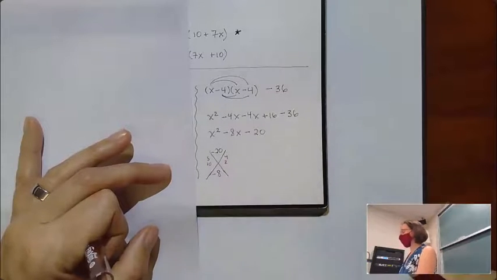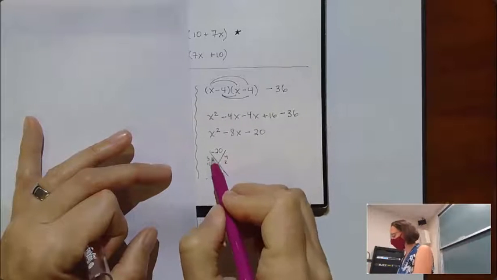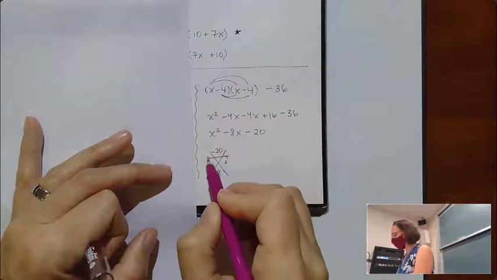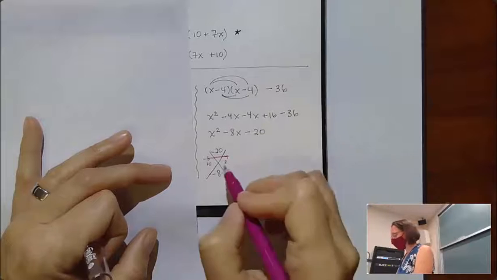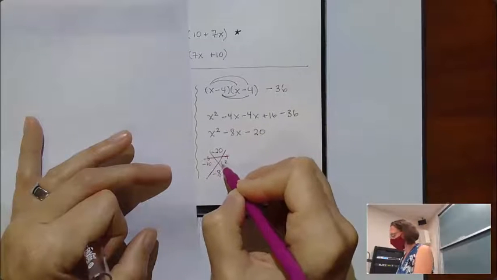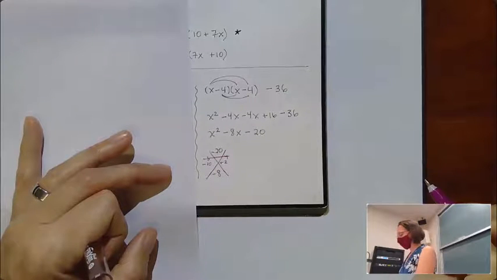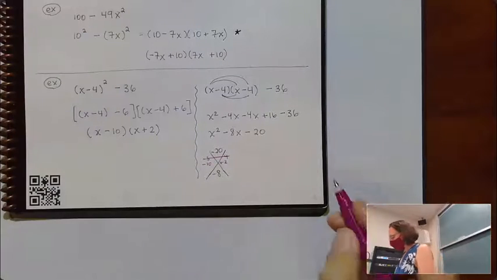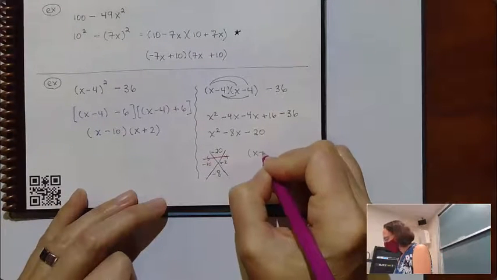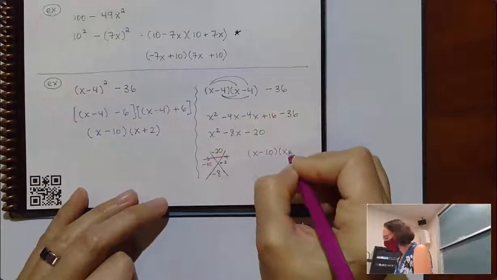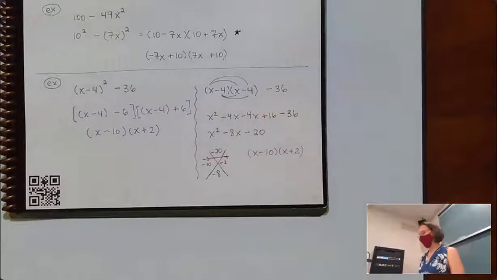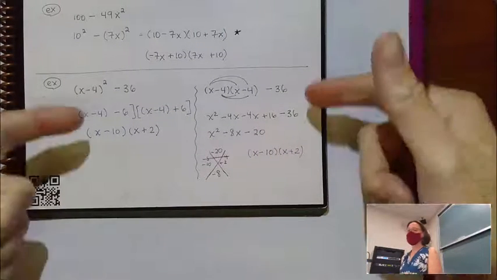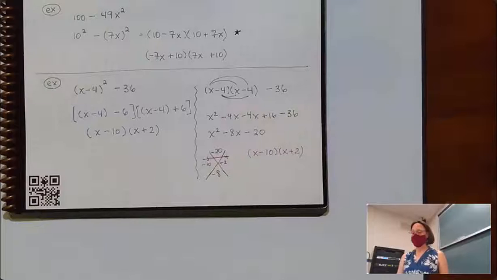Well, 5 and 4 could give me a 9 or a 1, right? If I think about addition or subtraction, I could get a 9 or a 1, but I can't get that 8. But 10 and 2, I can get to a -8 if my 10 is negative and my 2 is positive. And I'd end up with an x minus 10 times an x plus 2, which is the same thing we got over there. It doesn't actually matter which way we get through that problem, as long as you have some method to get through that problem.